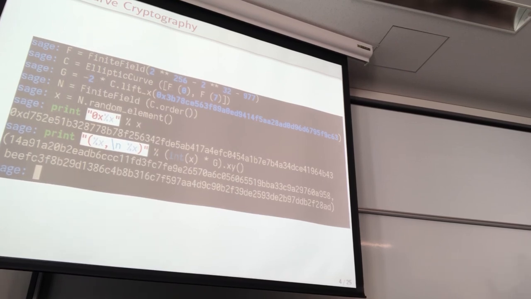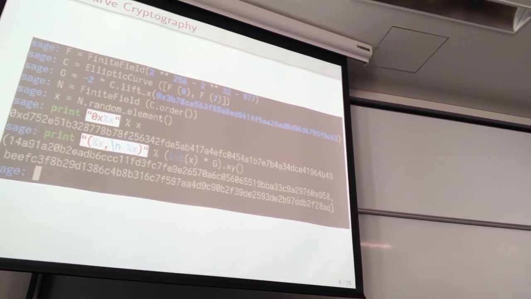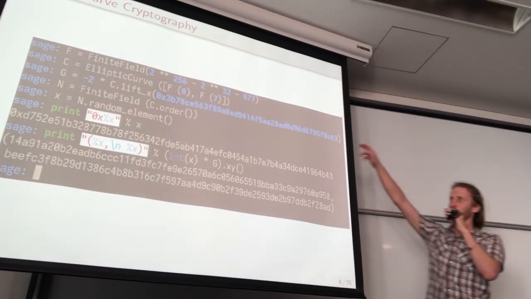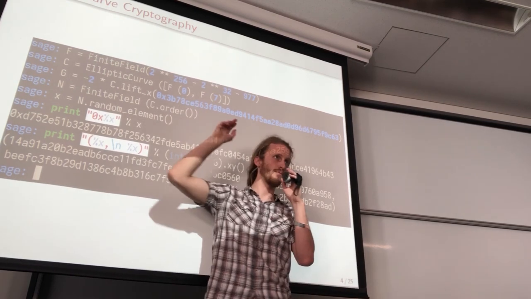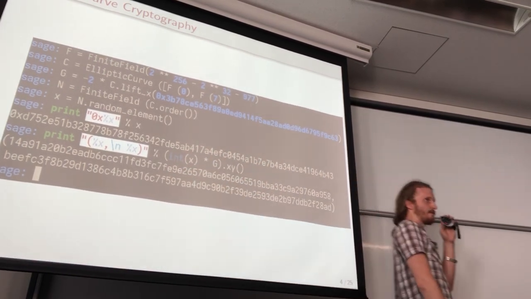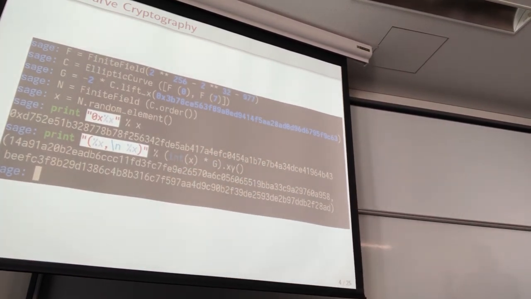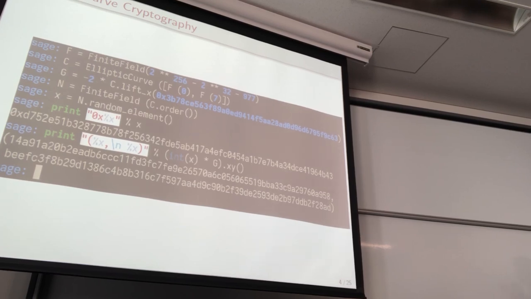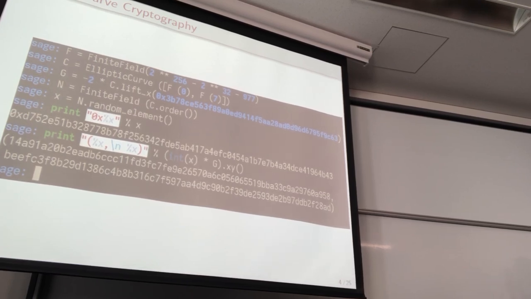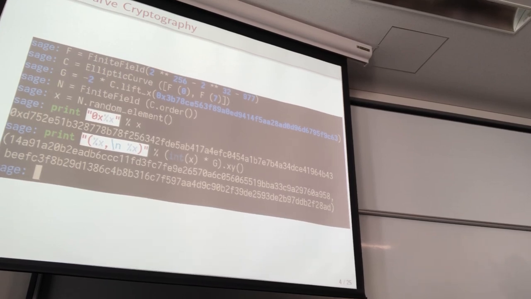Quick question. If you pick zero, will it still be safe? Ah, that's a cool question. If you pick zero for the x coordinate, you will actually get a point that is not on the curve. The curve equation is y squared equals x cubed plus 7. If you plug in zero to that, you get y squared equals 7. Turns out 7 has no square root in this field. But if it happened to be on the curve, it would work. Yeah, there would be no security issue there.